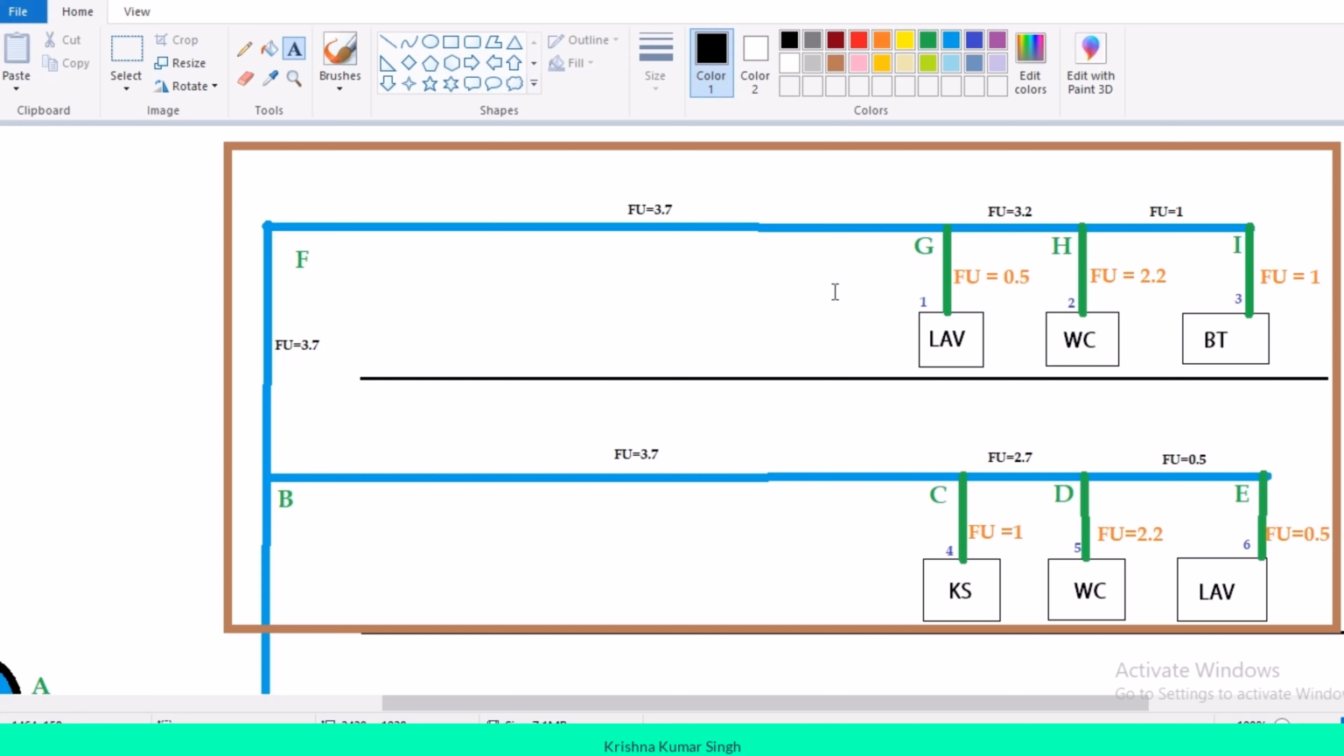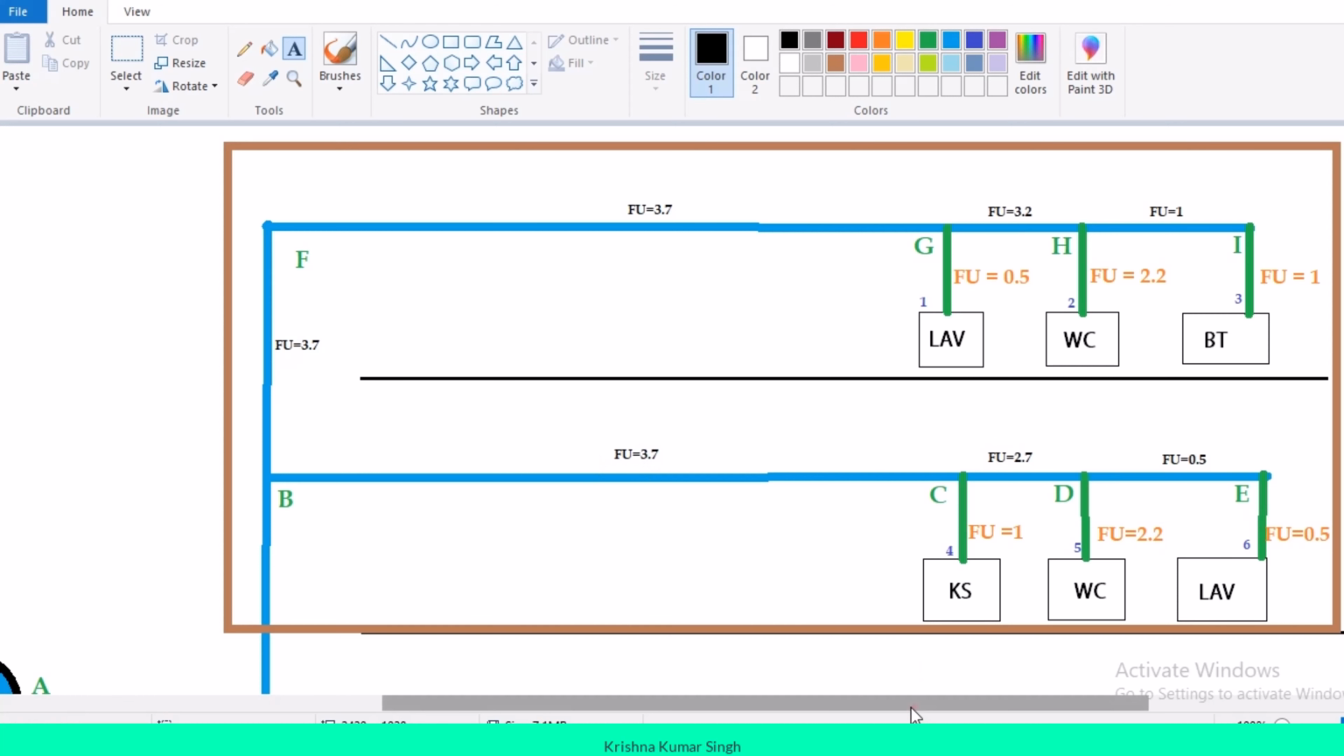I will take only 1 minute to revise again, just taking one branch, okay? Just look over here. The DE section is feeding one laboratory with 0.5 fixture units. So I will assign 0.5 over here as well. The CD section is also feeding two fixtures with 2.2 and 0.5. So the total is 2.7. Now the BC section is feeding three fixtures: one fixture unit for the kitchen sink, water closet with 2.2 and laboratory with 0.5. So if you sum all these fixtures, the total is 3.7. Then I will write fixture unit equals 3.7 over here.